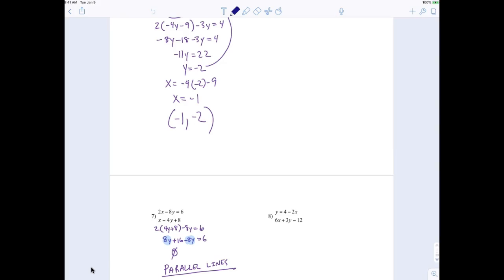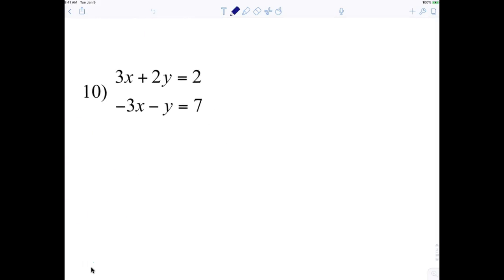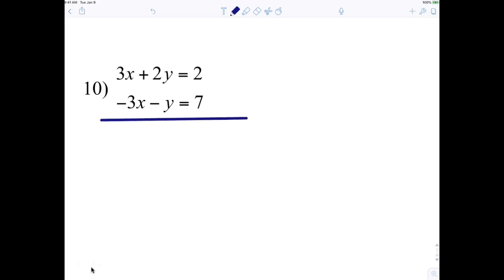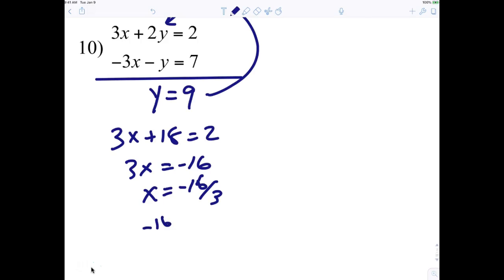Charlotte, tell me. Number 10, you're allowed to have fractions. Well, for number 10, that's pretty easy because y equals 9. Do you agree with that? And then if y equals 9, 3x plus 18 equals 2. 3x equals negative 16, so x is equal to negative 16 thirds. So your answer is negative 16 thirds, comma 9.